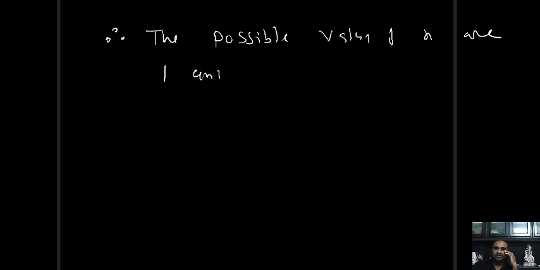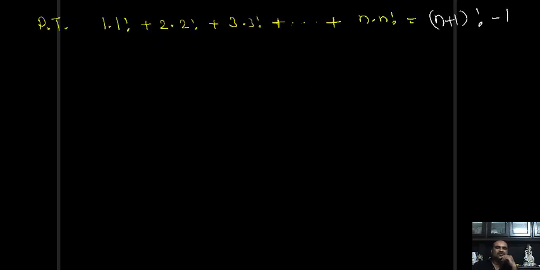Therefore, the possible values of x are 1 and 3 only. So, completed.